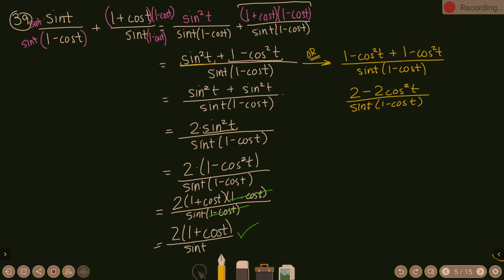On top, what do you notice about those two terms? Factor out a 2. They both have a GCF of 2. So if we factor out a 2, 2 divided by 2 is 1, minus 2 cosine squared t divided by 2 is minus cosine squared t, divided by sine t times 1 minus cosine t. One more step and you're there.